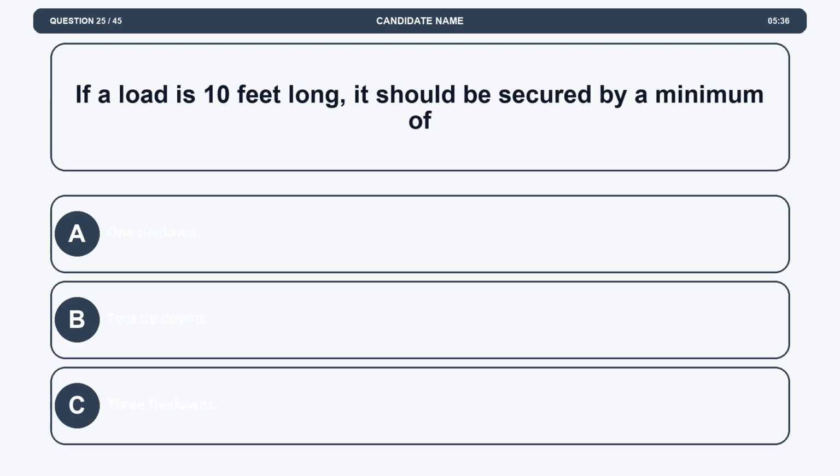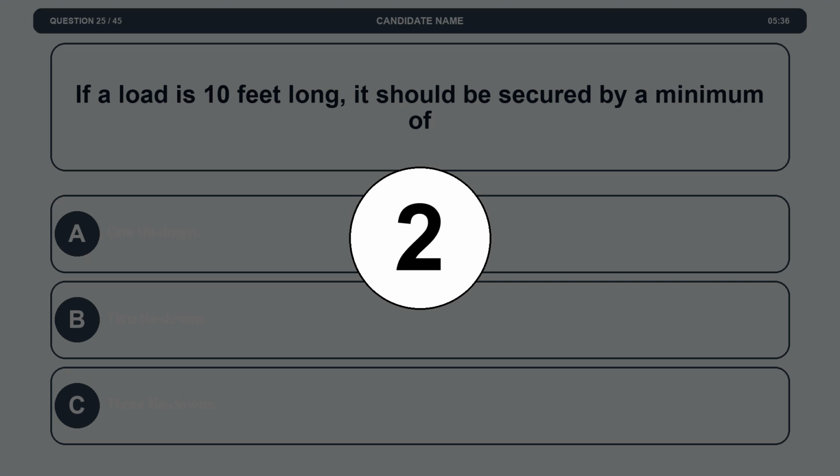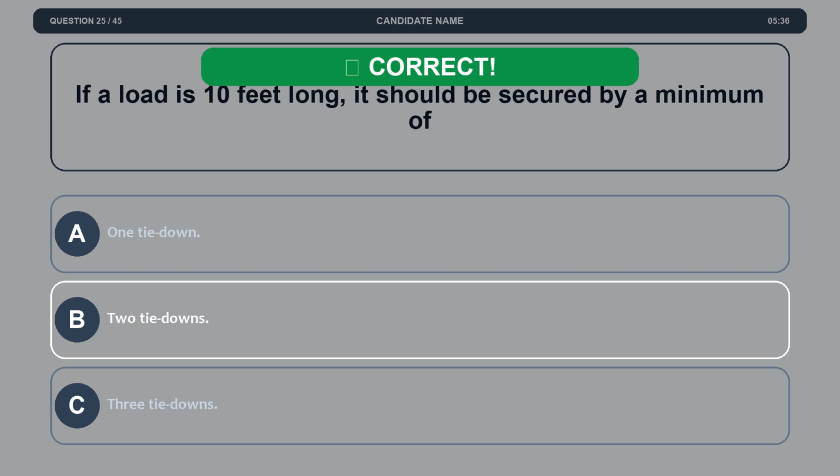Question 25. If a load is 10 feet long, it should be secured by a minimum of. Option A, 1 tie down. Option B, 2 tie downs. Option C, 3 tie downs. The correct answer is option B, 2 tie downs.